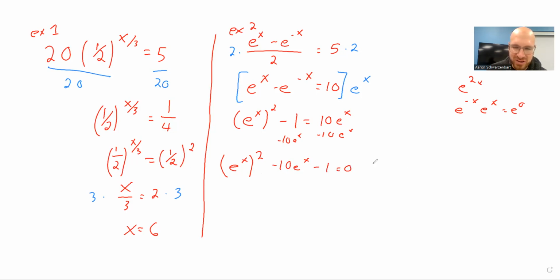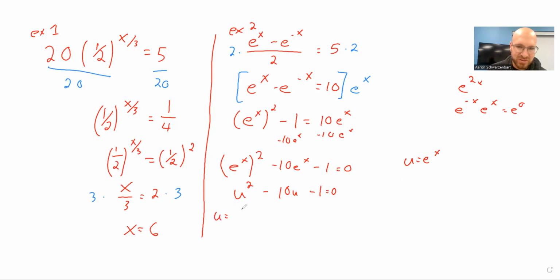This kind of has a quadratic type look. So I'm going to use a substitution variable. The standard substitution variable in math is u. So u equals e to the x. That allows me to change the e to the x's to u's. And now I have a quadratic. I can use the quadratic formula to solve for u.